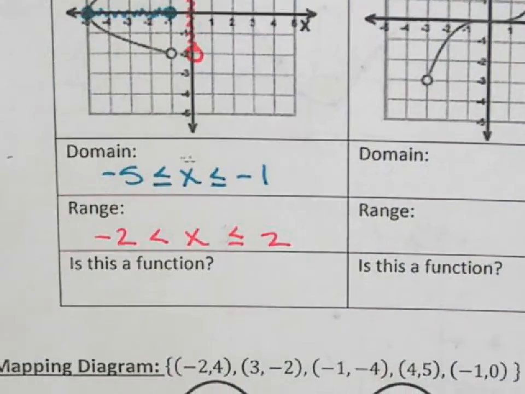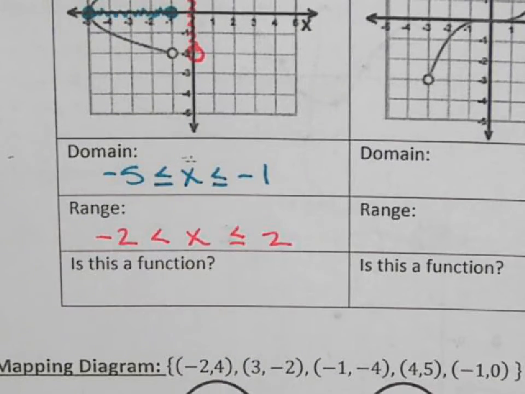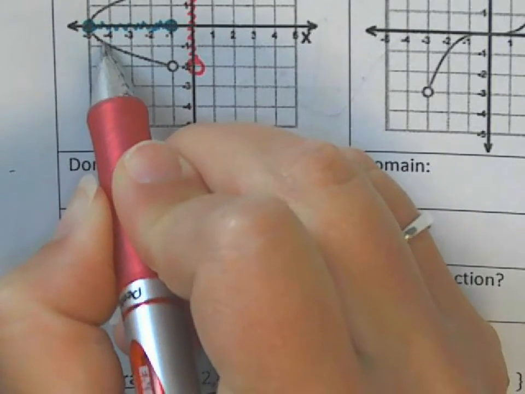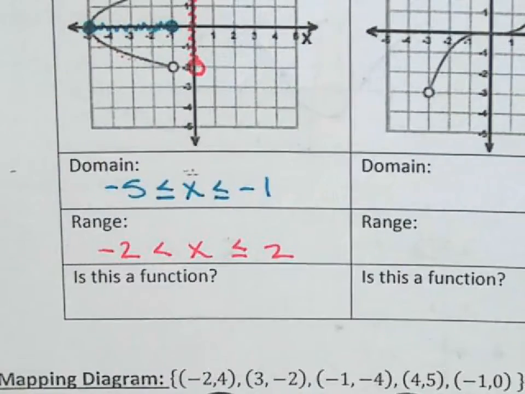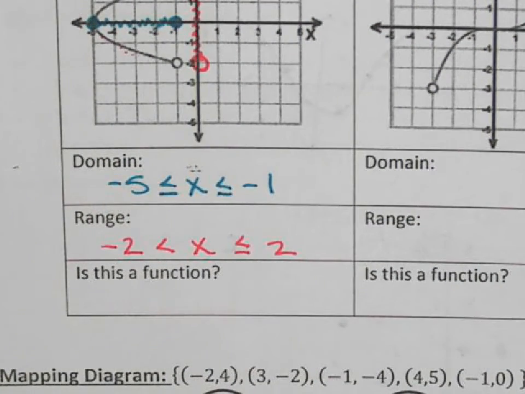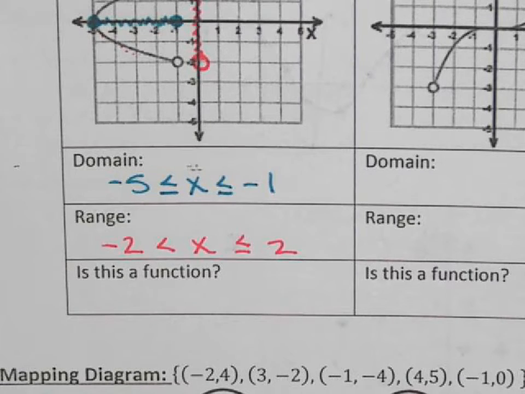So that's how I'm going to write those ranges when it's not just a series of points, because there are an infinite number of points in between those 3 points that are labeled on our graph. When it is a line or a curve, there's an infinite number of points on that curve.